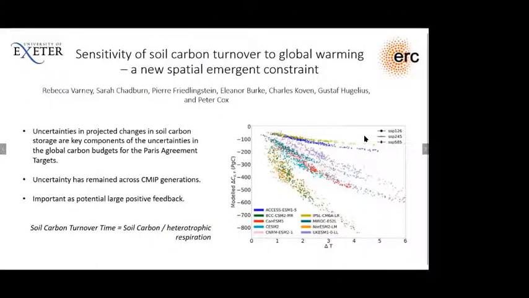So in this presentation, I'm going to be presenting a new spatial emergent constraint that we found on the sensitivity of soil carbon turnover to global warming. The aim of this constraint is to reduce some of the uncertainty associated with the feedback from soil carbon to climate change. How soil carbon is going to respond under climate change will be determined by two main components. One, the increased input of carbon into the soil from vegetation, and two, the increased output of carbon from the soil from respiration.